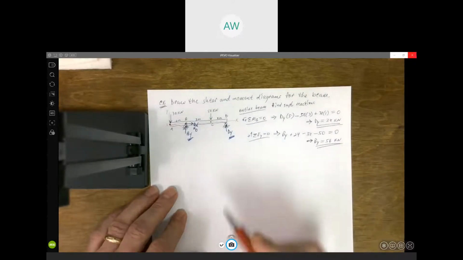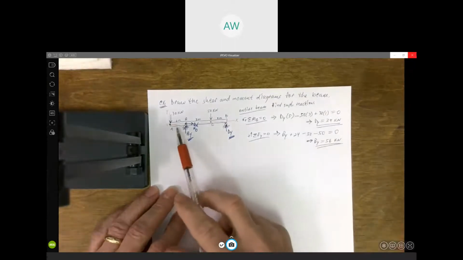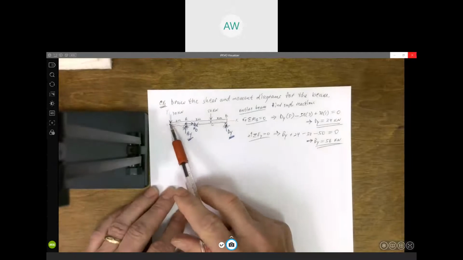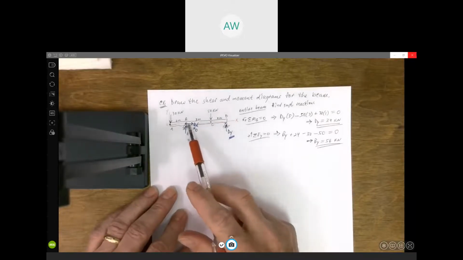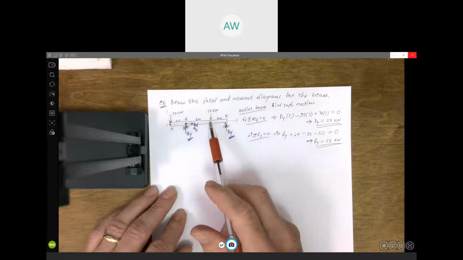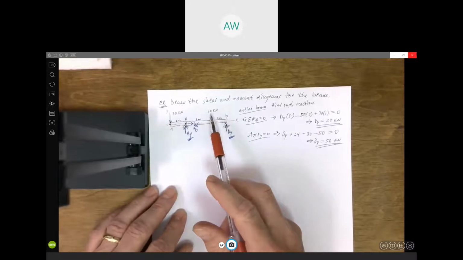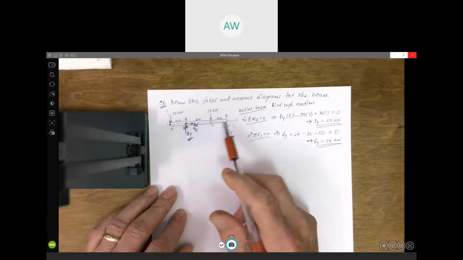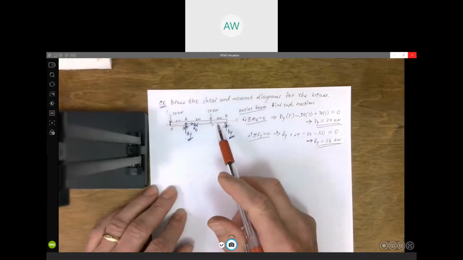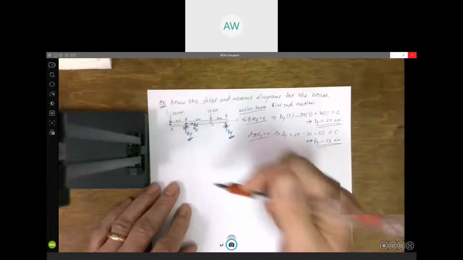As I mentioned, those equations are going to change everywhere the load changes. So we're going to have one set of equations for V and M between A and B. But we've got this support reaction there. The load changes, so we're going to get a different set of equations for the section of the beam between B and C. Because at C, we've got this 50 kilonewton force. The load changes, the equations will change, and we'll get a third set of equations for the part of the beam between C and D. So this is going to require us to cut this beam 3 different times.